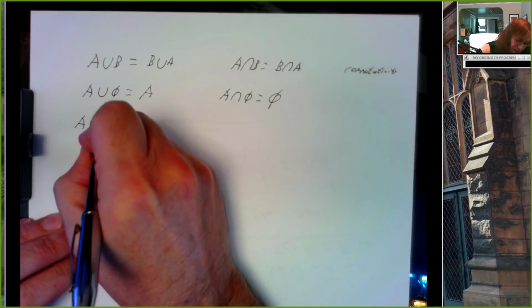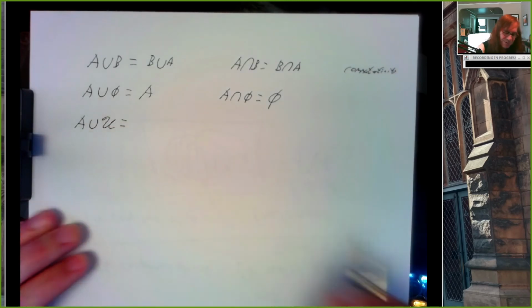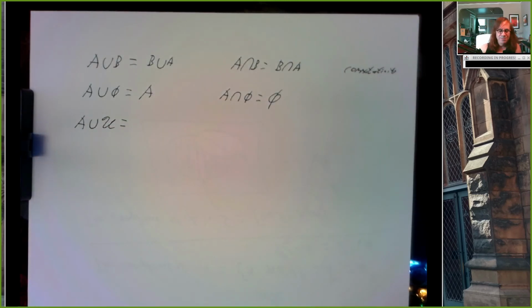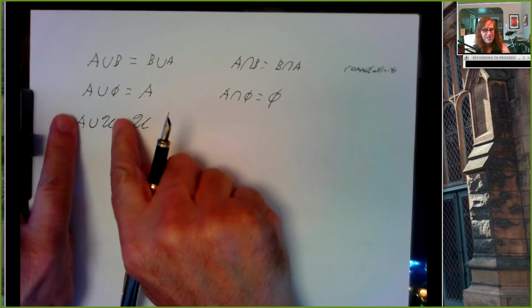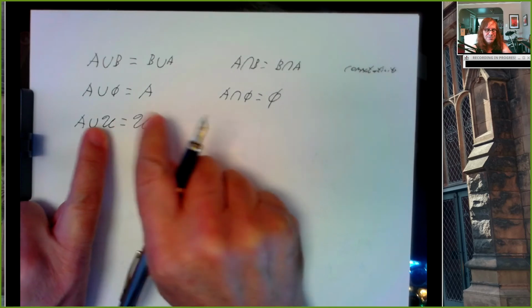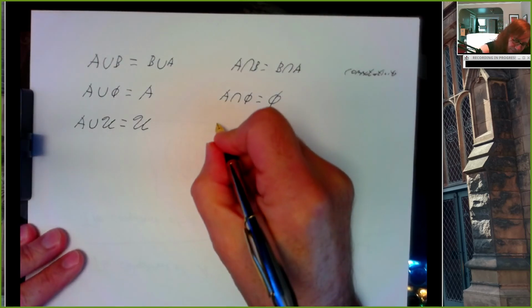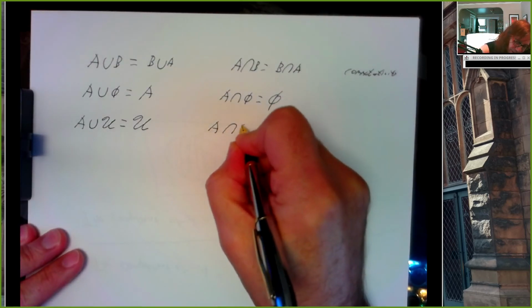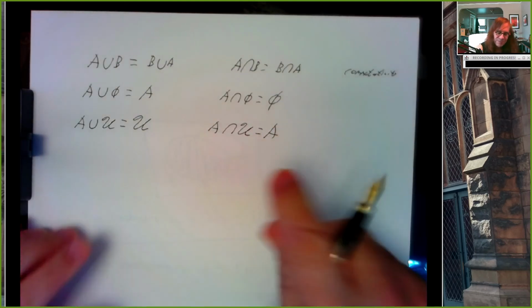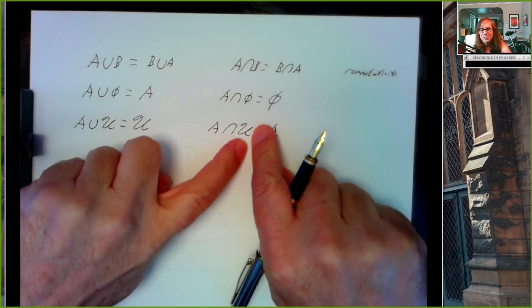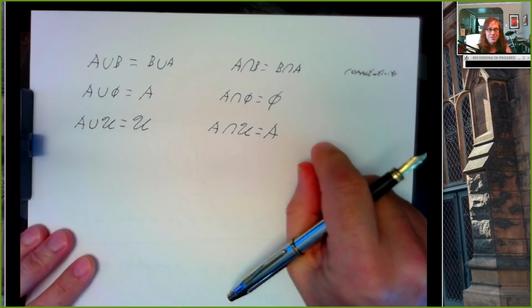Okay, what if I take A and I union it with the entire universe of all objects that I'm interested in? What am I going to end up with? Just U. That's going to be the universe of all objects. Because this is anything that's in A or in the entire universe. Well, that's the entire universe. What if I intersect with the universe? Also just A. Tell me everything that's in A and also in the universe. Well, that's just everything that's in A.